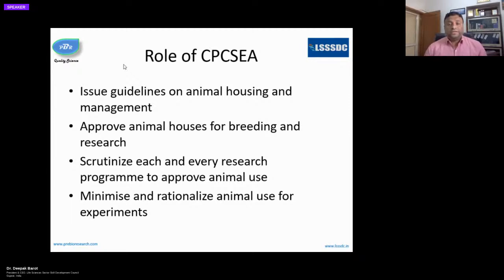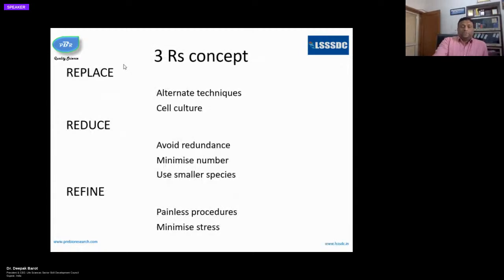Another important role is that they are the sole national level regulatory agency with the power to approve or disapprove an animal house. They scrutinize each and every research program to approve the animal use, and they minimize and rationalize the animal usage in experiments. There is a concept of three Rs, as I mentioned, it is 4 Rs.